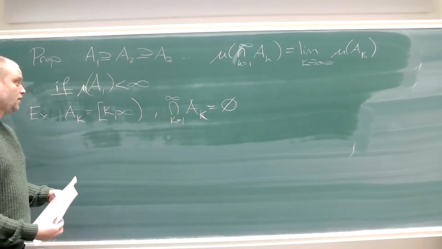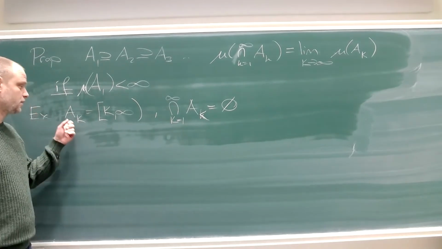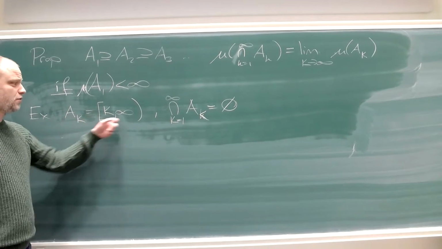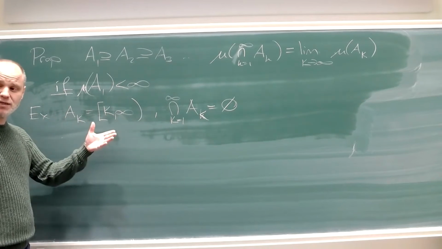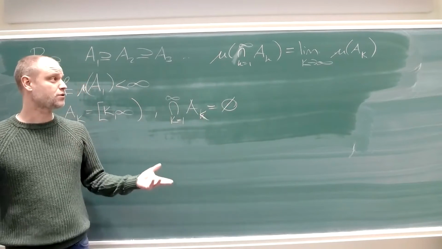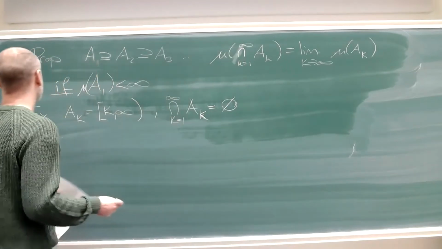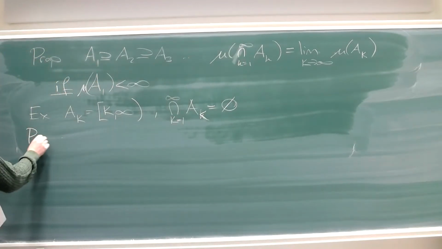Whereas now, if we have at least the Lebesgue measure that gives length to something, then we see that the measure of each of these intervals is infinity, but the measure of the infinite intersection, well, that's void, so it's 0. So clearly this identity here is violated. Proof.